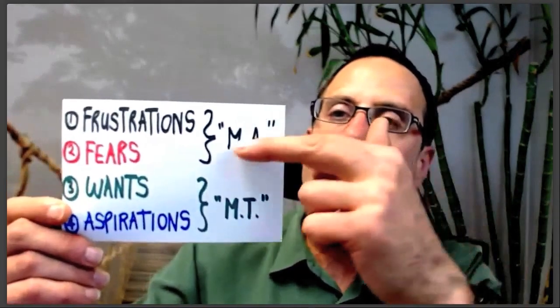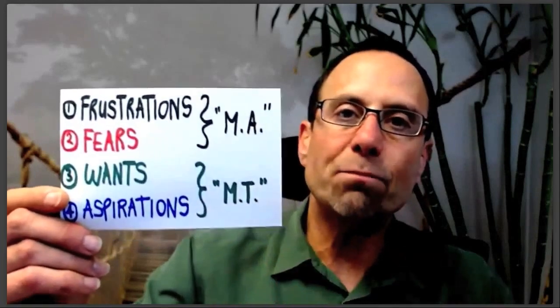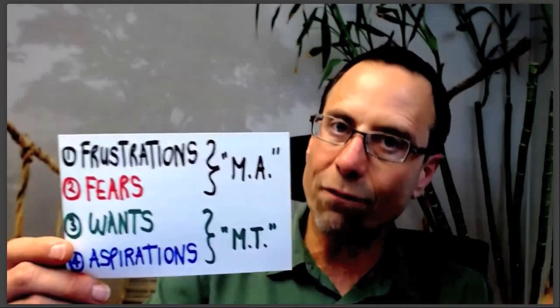But a frustration, you know what that is. A fear, you know what that is. And MA means moving away. This is what they want to move away from. MT means moving toward. This is what they want to move towards. They want to move towards a want, which is different than a need. They want to move towards an aspiration.